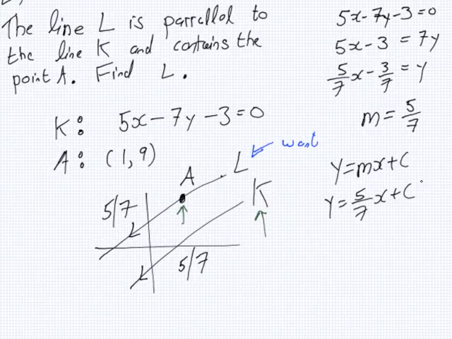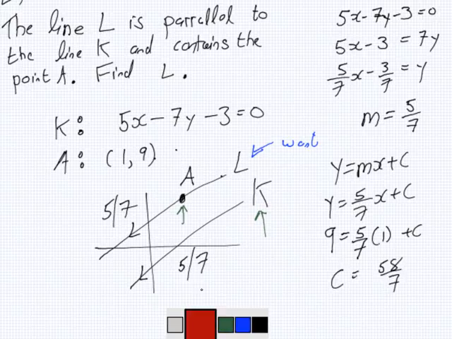So we are left to find c, and we can find c like how we did last time by using a point. We only have one point here, which is A. So using A now, 9 equals 5 over 7 times 1 plus c. So what's that, 58 over 7? So c equals 58 over 7. So my answer is y equals 5 over 7x plus 58 over 7.